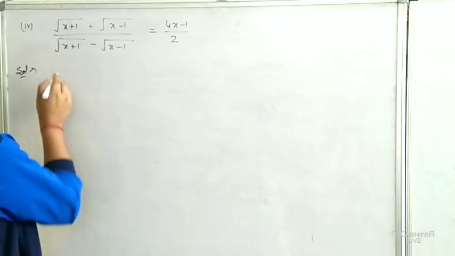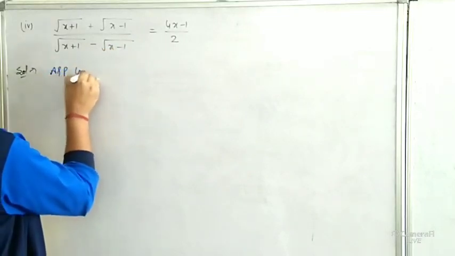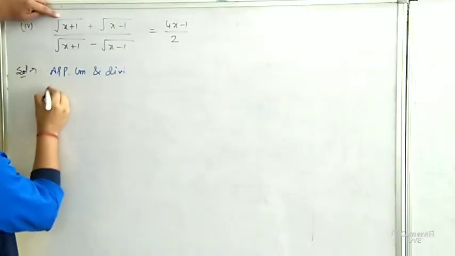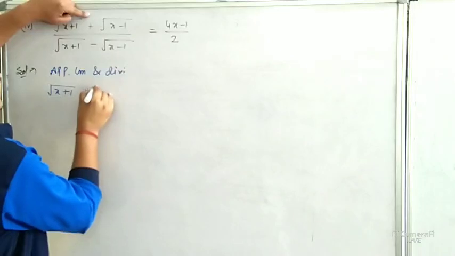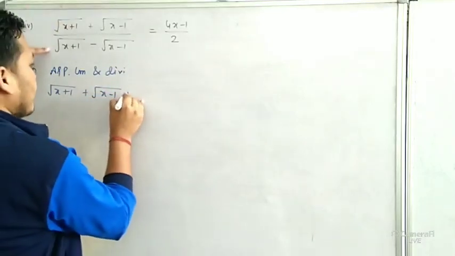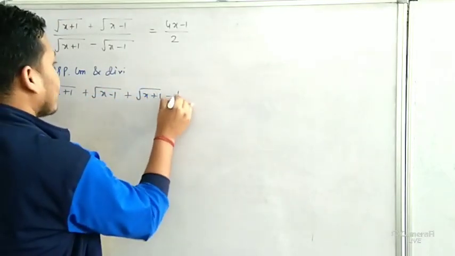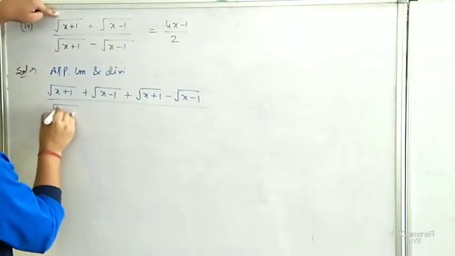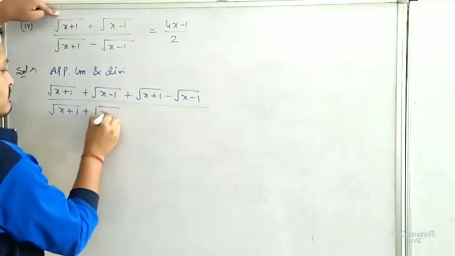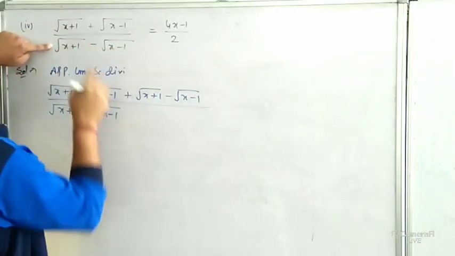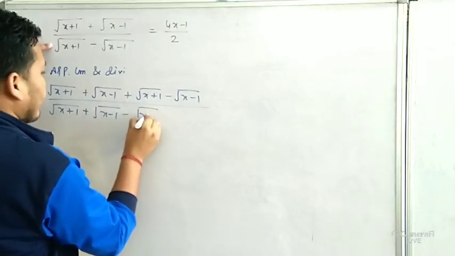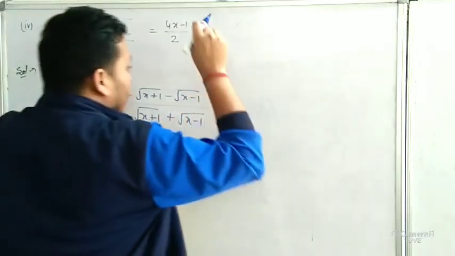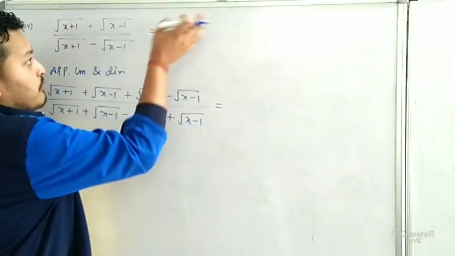Now apply the componendo and dividendo. So applying componendo and dividendo, to the numerator: root x plus 1 plus root x minus 1, then plus root x plus 1 minus root x minus 1, upon the denominator, again a minus b: root x plus 1 plus root x minus 1, then minus root x plus 1 plus root x minus 1 is equal to... and don't forget to apply componendo and dividendo to the right hand side.